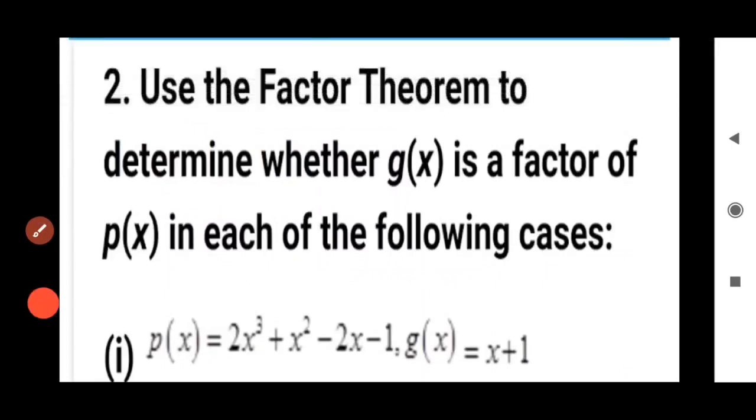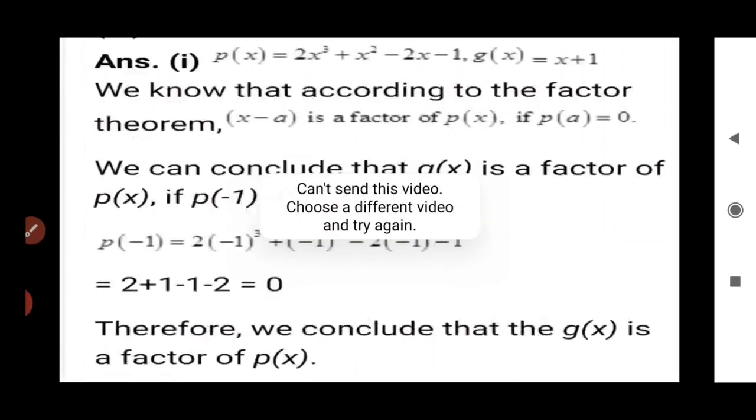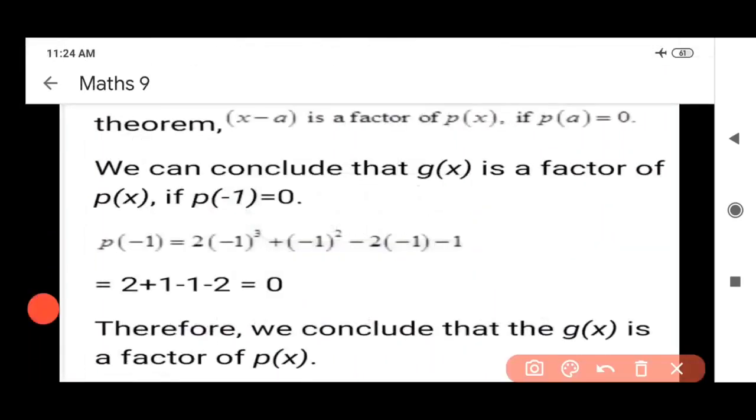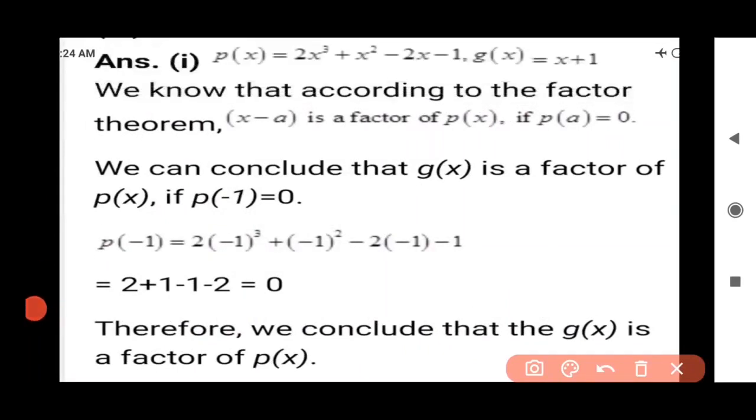Sum number 2. Use the factor theorem to determine whether g of x is a factor of p of x in each of the following cases. P of x equal to 2x cube plus x squared minus 2x minus 1 and g of x equal to x plus 1. Check sum number 1. Answer: p of x equal to 2x cube plus x squared minus 2x minus 1, and g of x is x plus 1.